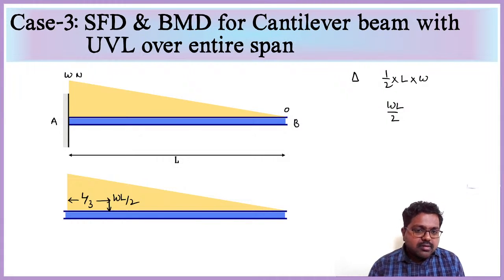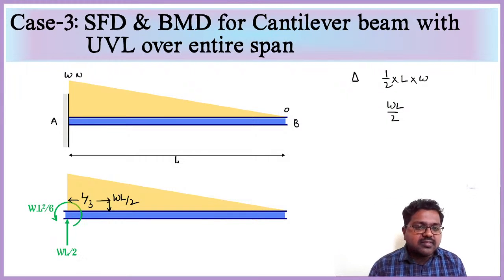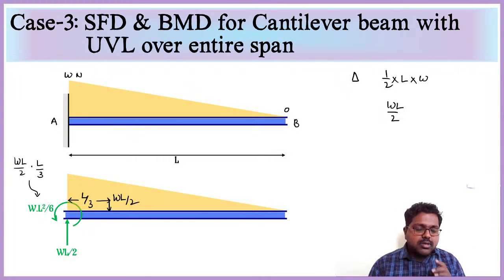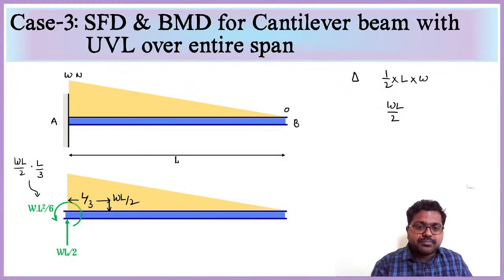So with this we will get the support reactions like this: WL by 2, to oppose the WL by 2 it is acting over here, right? And moment, so WL by 2 into distance L by 3. So WL by 2 into L by 3, we will get WL square by 6 here. That is the opposite moment acting at the point for reaction moment.